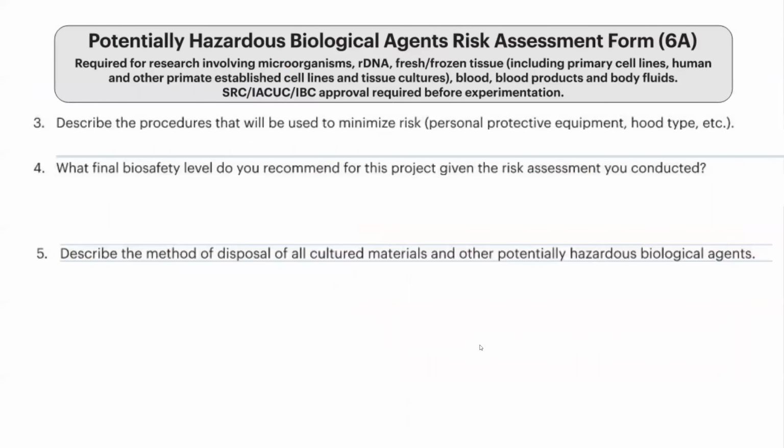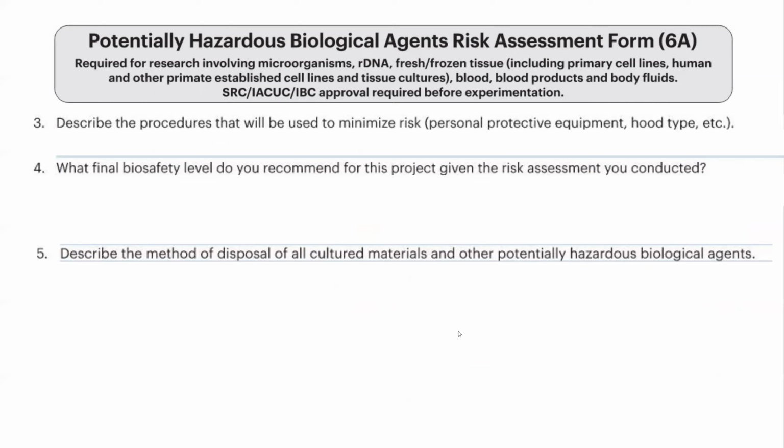So after the level of biological containment has been determined for the experiment, you must be sure that lab facilities are adequate for that containment level. Use this information to fill in question number 2. Moving on to question number 3, this question asks to describe the procedures that will be used to minimize risk.